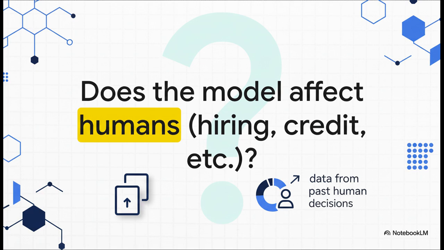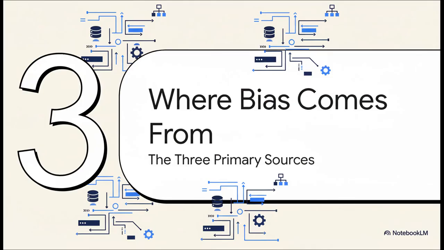If you answered yes to both, you legally require a formal bias management program. It is not a nice-to-have, it's mandatory. All right, we know what bias is, and we know why it's a huge risk. But where the heck does it actually come from?